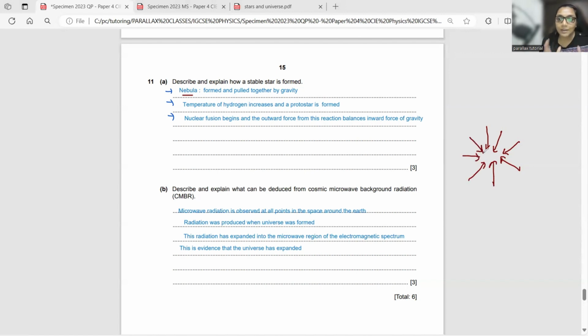Its mass is very massive, so the particles are coming together due to gravity. That's the only force which exists right now. That's the nebula. Let's move on to the next stage, which is the protostar. Now, what happens in this stage?